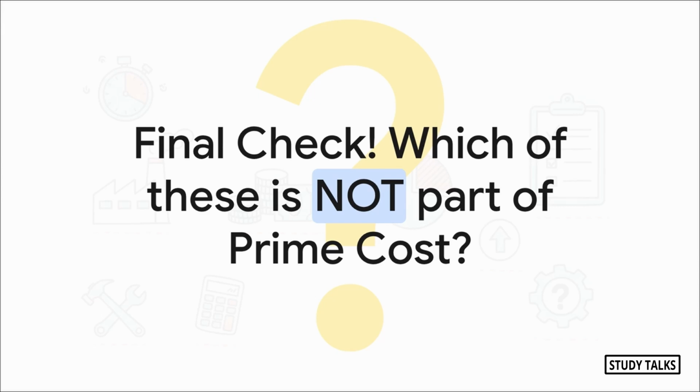The answer is A, packing cost. Why? Because transportation for materials is part of material cost. Non-creditable GST is part of material cost. Overtime is part of labor cost. But packing cost? Remember, that comes way later in the cost sheet. It is never, ever a prime cost.